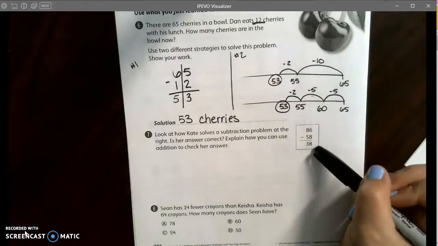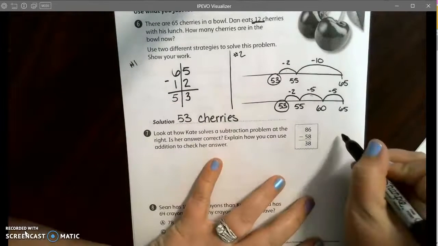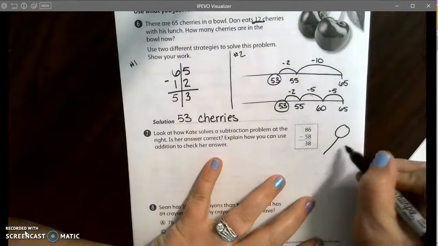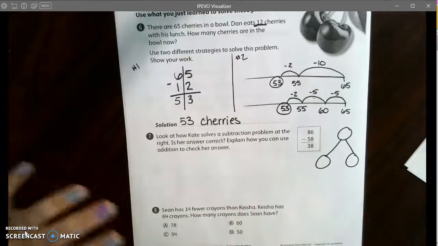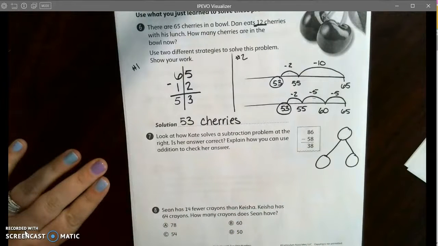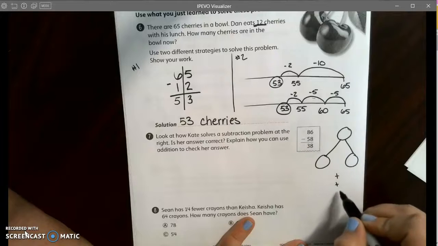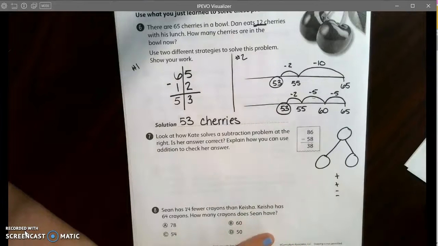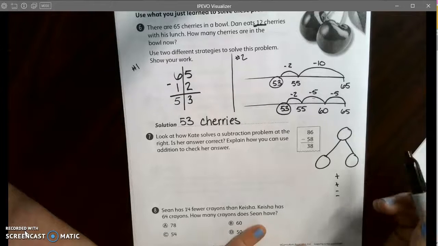So here is her problem. They want us to use addition. Remember, we know our fact families. Number bonds. We have our number bonds. The problems are the fact family. So we can use these fact families.